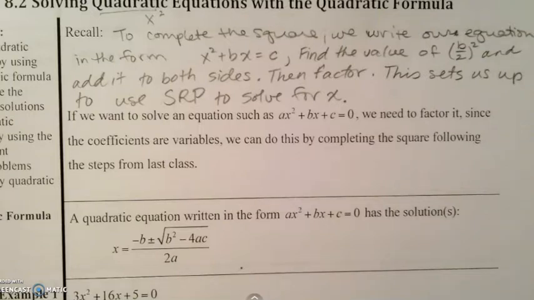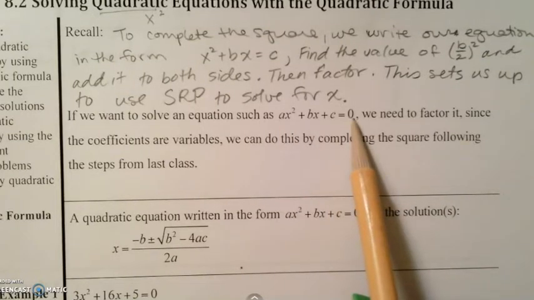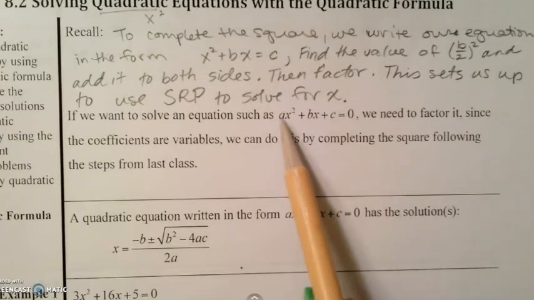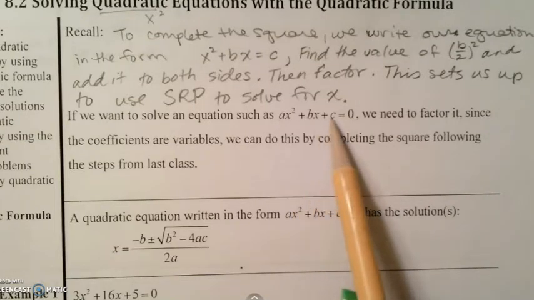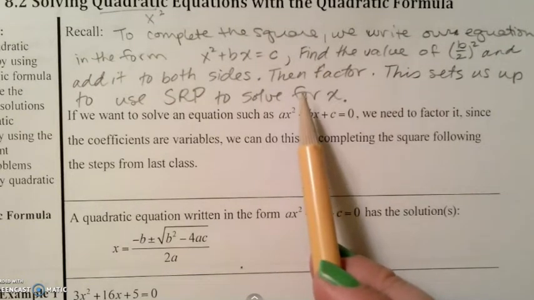If we wanted to solve an equation in our standard form of a quadratic, we need to factor it. But since we only have variables a, b, and c, we can do it by completing the square following the same steps that we did last class.